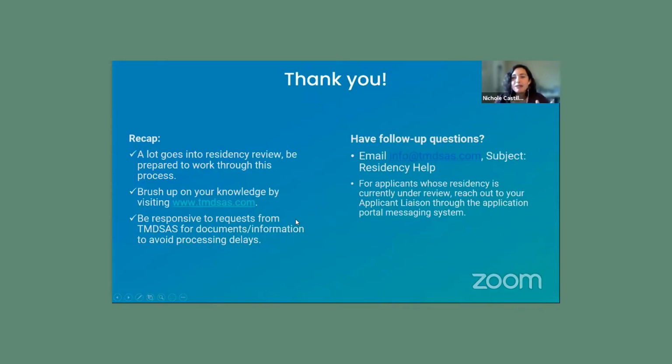So that was brief. There's a lot that goes on with Texas residency. Just as a recap, there's a lot that goes into the process. So just be prepared to work with your liaison and with TMDSAS. Our goal is to help guide you through this and work with you in helping to determine your residency.